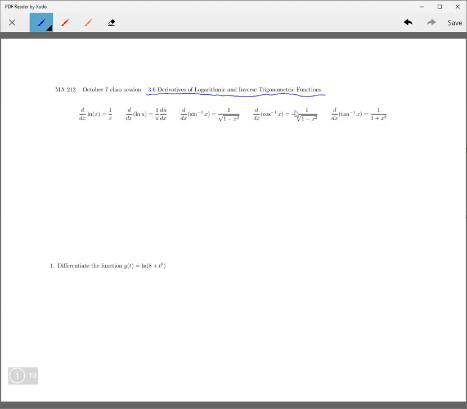Logarithmic and inverse trigonometric functions. So basically 3 things: how to take the derivative of a logarithm, and that's this right here, it's 1 over x. And then this is like using the chain rule. If you have log of some expression, then it's 1 over that expression times the derivative of that expression.